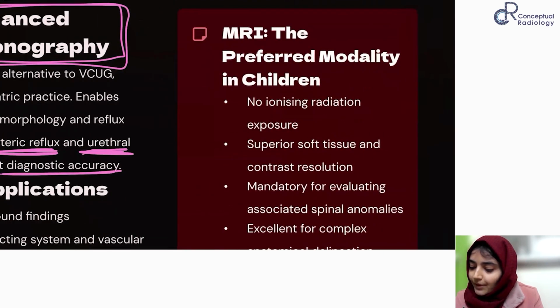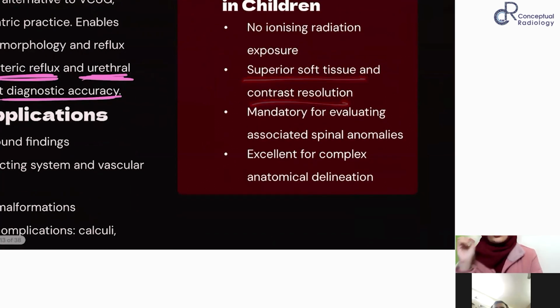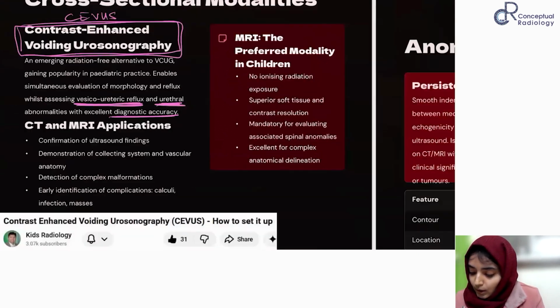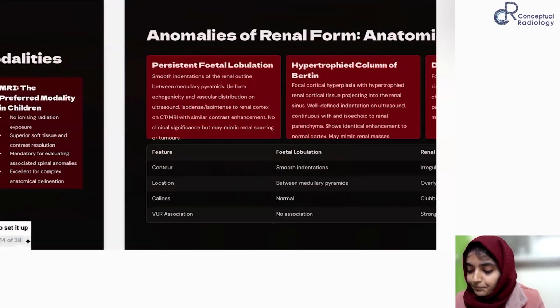So what is the role of MRI per se? It is going to be one of the preferred modalities because there is no ionizing radiation. It has superior soft tissue and contrast resolution, important for evaluating associated spinal anomalies as well as complex anatomy wherever you need to delineate. Okay, so this was about all the imaging modalities at a glance.